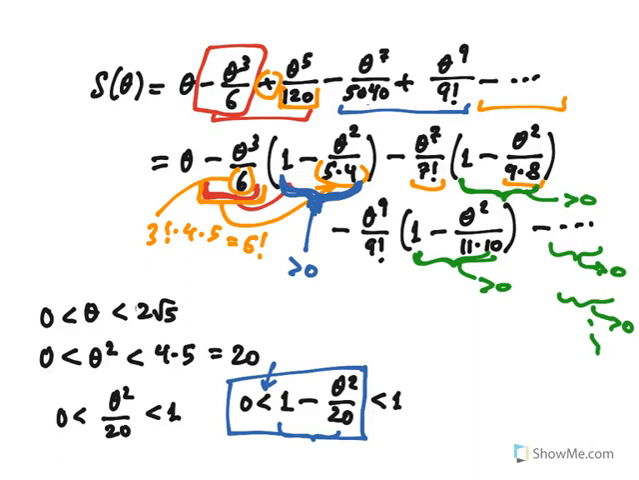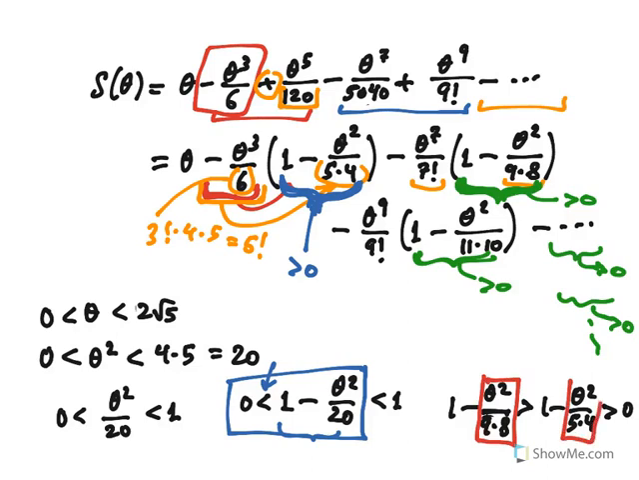And why does it work? Well, look, if you compare 1 minus theta squared over 20, which is known to be positive, with the next term here underlined in green, we don't have to write these numbers out. We can see it already from the factored form. Dividing by 9 times 8 gives a smaller number for this term than dividing by 5 times 4. So this is smaller, and this one is larger.